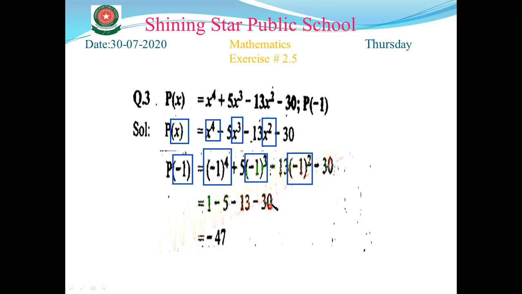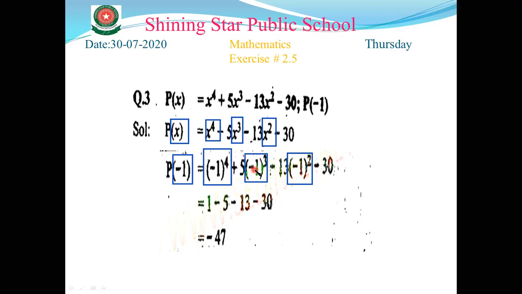Now minus 30 minus 13 means minus 43. Minus 43 minus 5 means minus 48. And minus 48 plus 1 is minus 47. Okay. Now, here is a point. The point is minus 1 power 4 is 1, but minus 1 power 3 is minus 1. Why? Keep it in your mind.